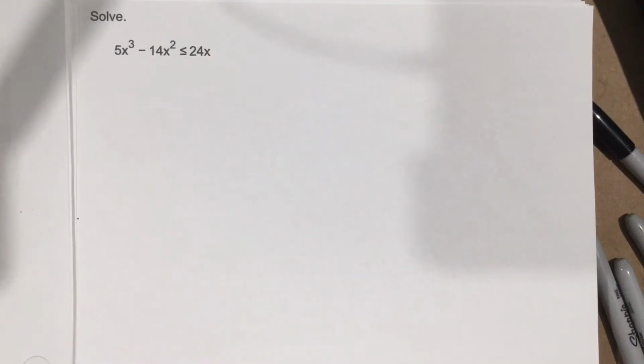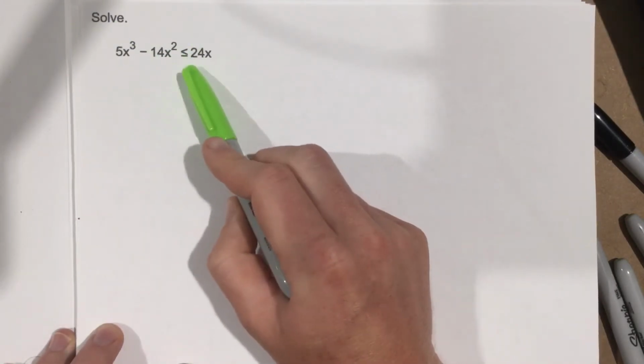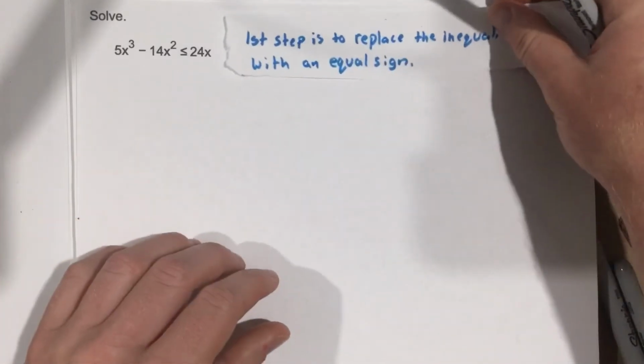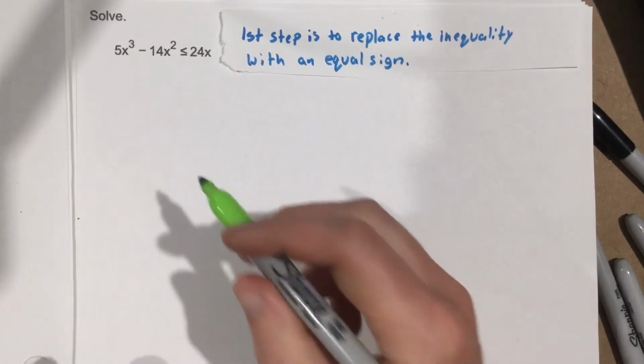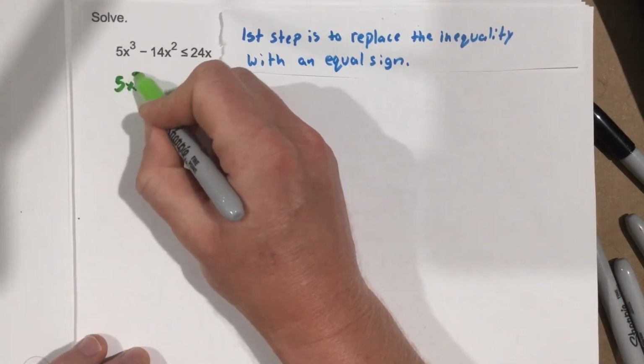This is problem number 5 from section 4.7. In this problem they say solve this polynomial inequality. So the first step we're going to take is to replace the inequality sign with an equal sign, and then we're going to solve that equation that we get for the roots.